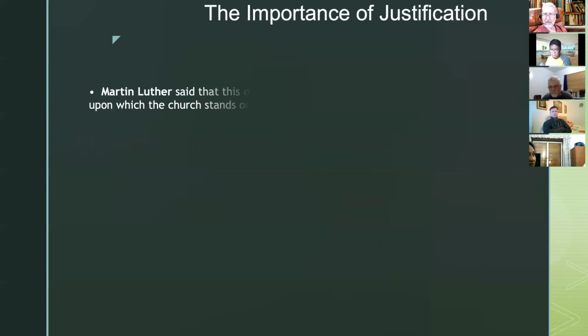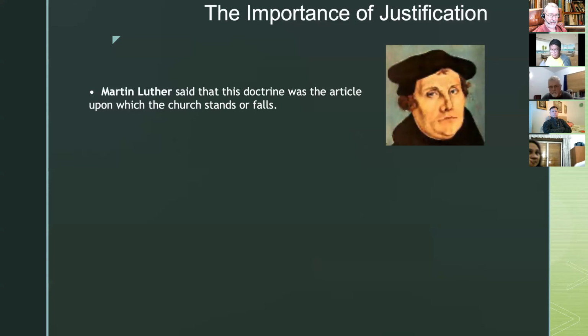Let's look at it. First of all, the doctrine of justification is really a very big deal. Martin Luther said that the doctrine of justification is the article upon which the church stands or falls. And he's right, of course.